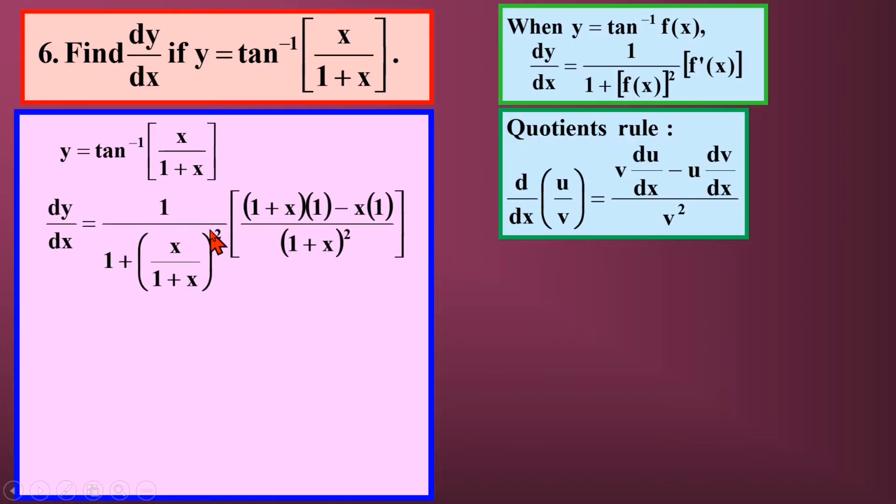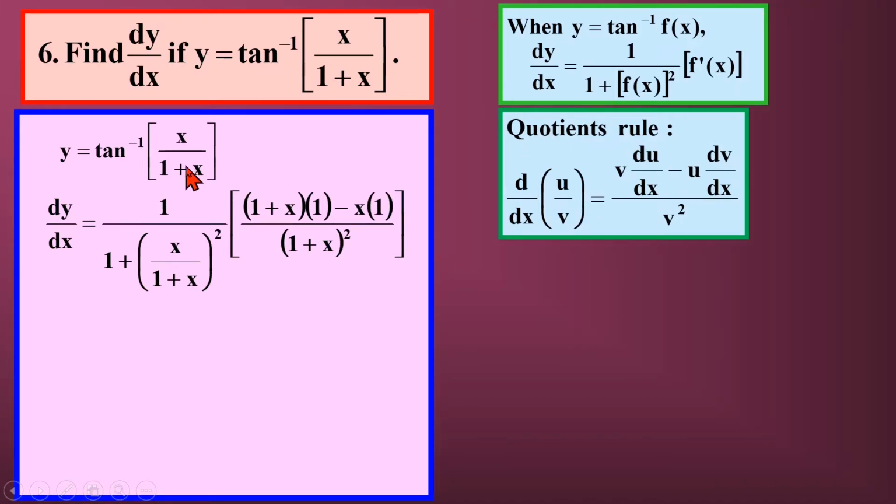So, I will first start by applying them into the inverse tangent formula. What will happen here is 1 divided by 1 plus the function squared. So the function here is x over 1 plus x, so I will have x over 1 plus x, squared, followed by the differentiation of x over 1 plus x. That will give me this quotient formula.